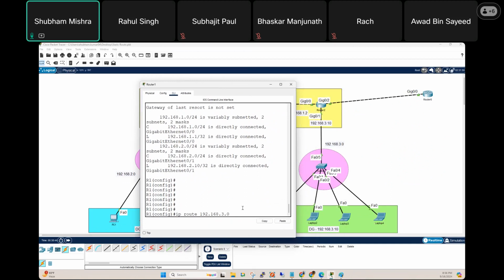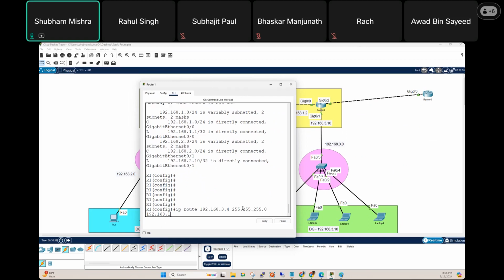Yes or no, everyone? Yes. So I will use a specific IP address only. Fine. Then 255.255.255.0. And the next hop will be 192.168.1.2.